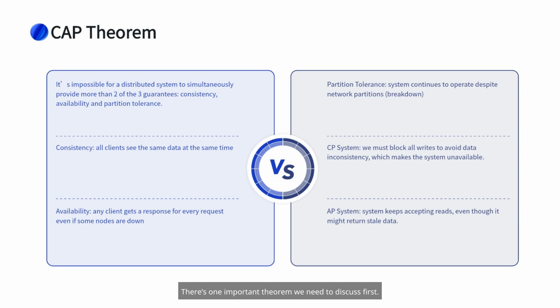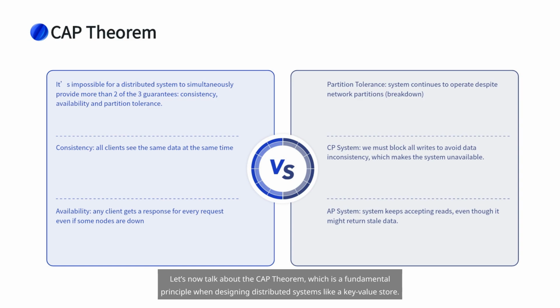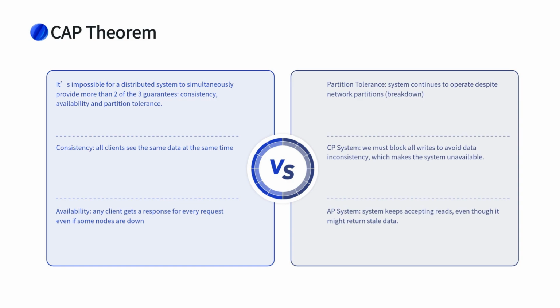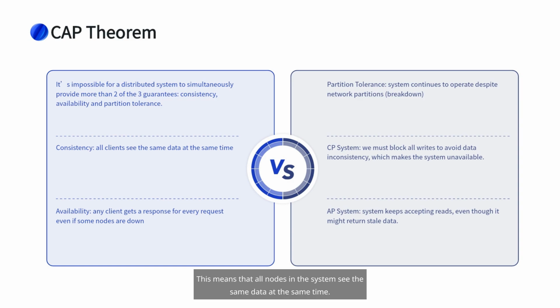There's one important theorem we need to discuss first. Let's now talk about the CAP theorem, which is a fundamental principle when designing distributed systems like a key value store. The CAP theorem states that a distributed system cannot simultaneously guarantee all three of the following properties. Consistency. This means that all nodes in the system see the same data at the same time. If a client writes a value to a key, any read immediately after should return that same value.